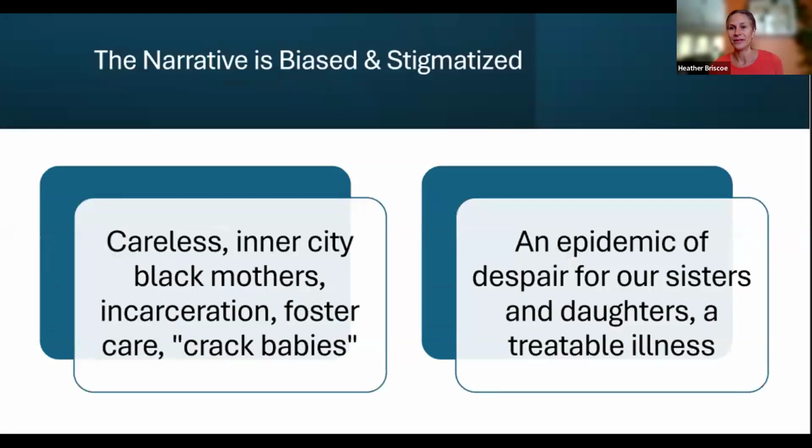And another example of this is how biased the narrative is around what was the crack epidemic, and how it was so negatively stigmatized as careless, urban, inner-city parents, Black mothers, and it was handled with incarceration, foster care entry, and then there was this whole misinformation campaign about crack babies, which was subsequently refuted, but very, very negative. And then more recently, as the epidemic of opiates had more of a white demographic, it shifted to an epidemic of despair and a treatable illness. And I mean, thank goodness, but it just shows a little bit about how bias and stigma can be multifactorial, and if you throw race in the mix, then it compounds and exaggerates.